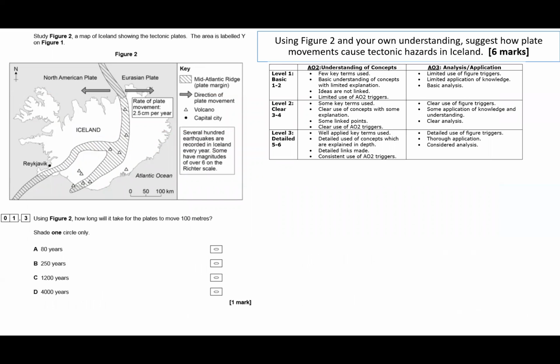So finally, we have an exam question. I would like you to have a go at calculating the movement, and then I would like to upload an answer to me and show my homework, saying, using figure 2, this is figure 2, and your understanding, suggest how plate movements cause tectonic hazards in Iceland. 6 marks. Remember, pattern, not pattern, bucket, box, underline, glance, make a point, develop it using triggers.